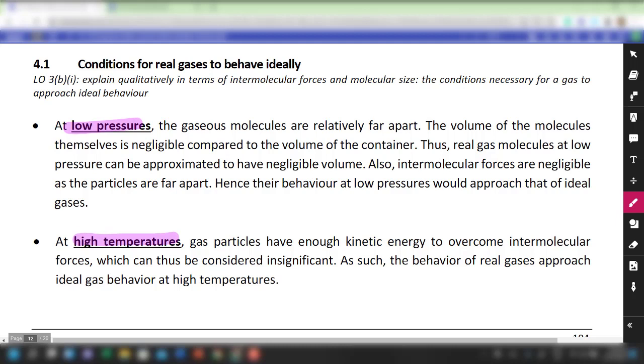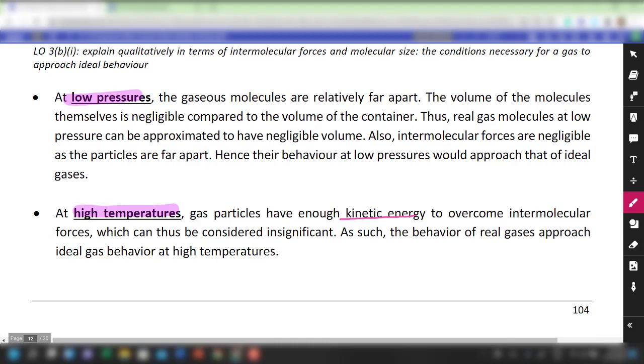At high temperature, I think this is obvious, because the gas particles will have enough energy to overcome the forces of attraction between the particles. The kind of energy we are talking about here is kinetic energy. Because they have enough energy to overcome the intermolecular forces of attraction, we consider the intermolecular forces of attraction to be negligible. So the behavior of real gas approaches ideality at high temperature.